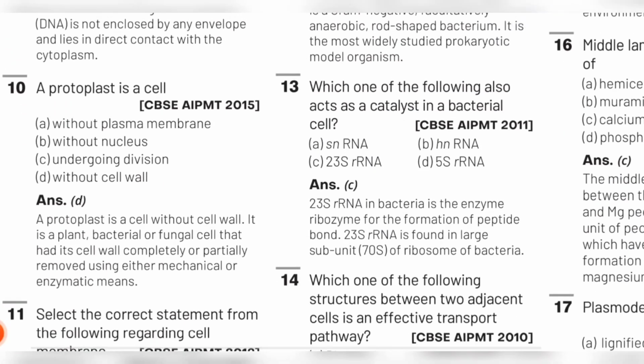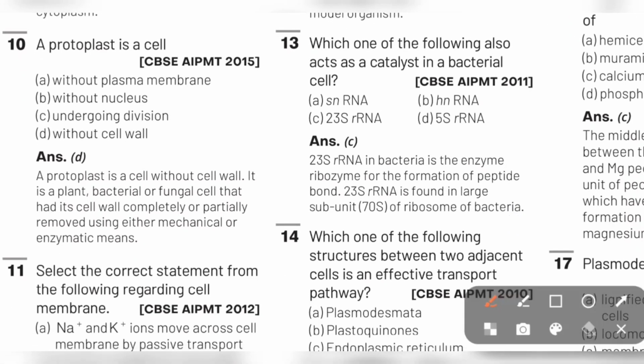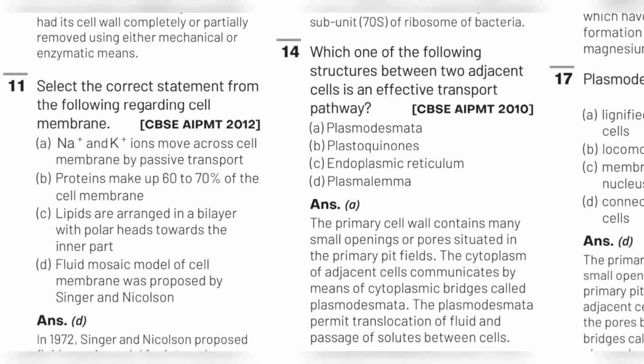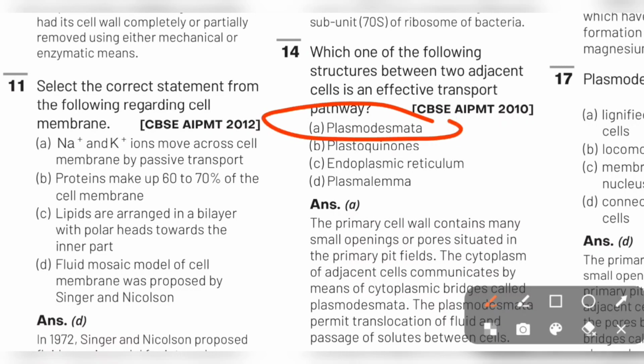Then here, which of the following also acts as catalyst in a bacterial cell? So 23S rRNA acts as the bacterial catalyst. Now, which one of the following structures between two adjacent cells is an effective transport pathway? Plasmodesmata is your correct option. You can see the explanation.